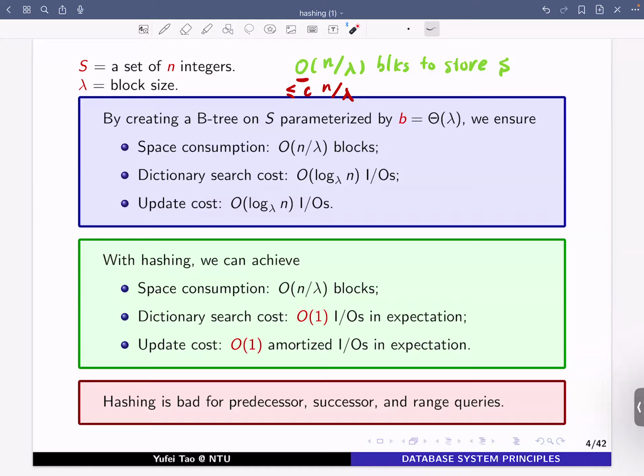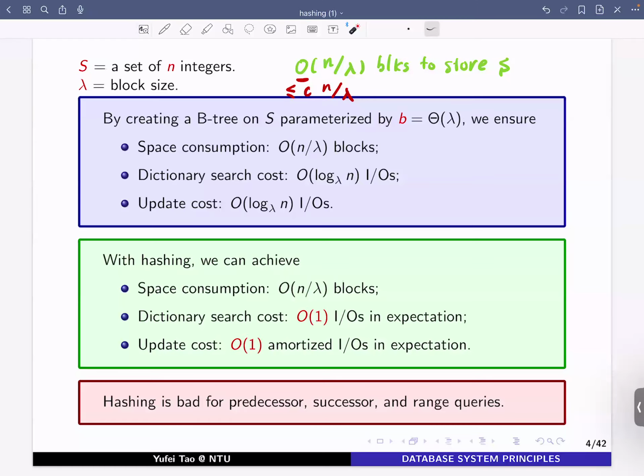Well, today we will achieve the following guarantees in terms of space consumption. Once again, this is going to be n over lambda. So again, this is a linear number of blocks, which is great. Regarding dictionary search, before it was log-base lambda of n, but now it is constant. So this is smaller than what you would be getting from a B tree.